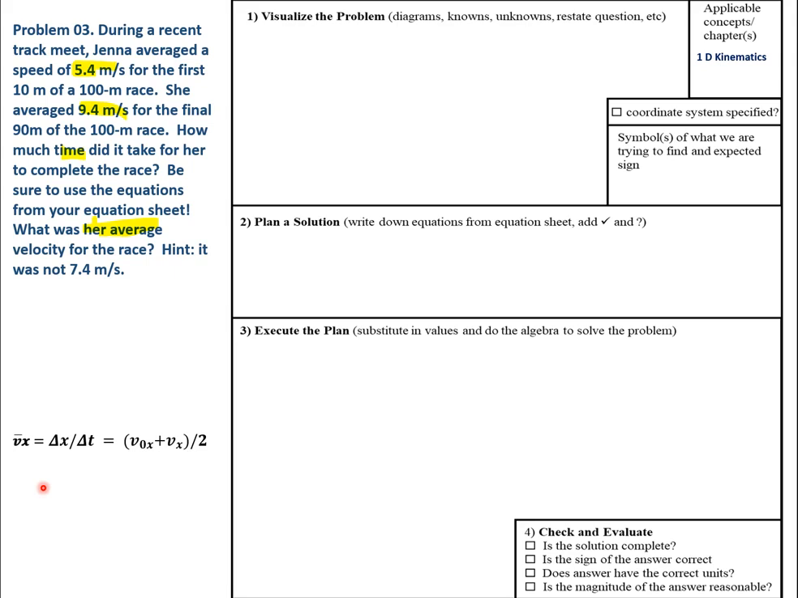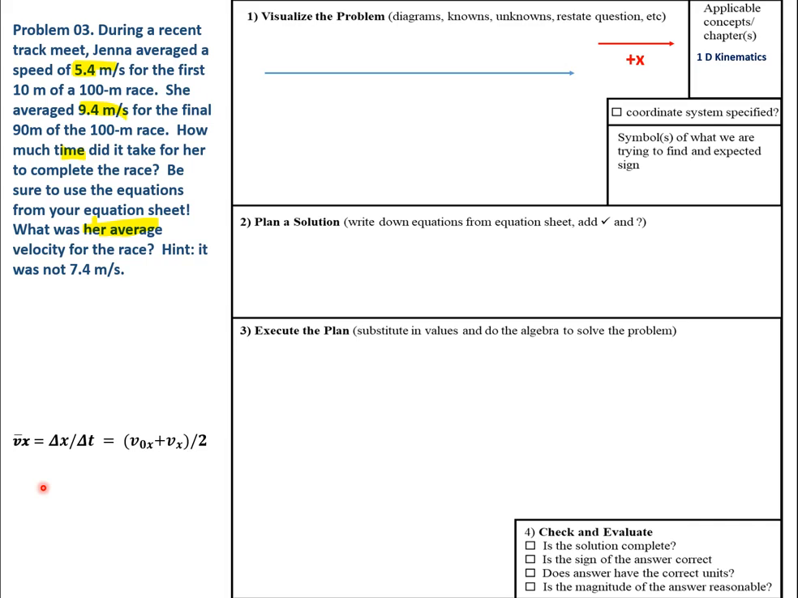So let's start by defining a coordinate system. I'm going to have right as positive. We will assume that Jenna ran in a straight line. Okay, now let's identify knowns and unknowns. This motion consists of two segments.